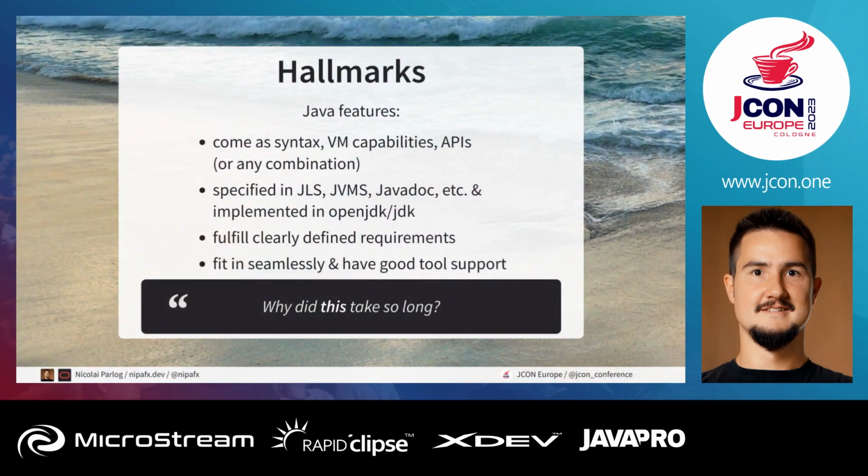So when a feature is done, it comes as syntax or VM capabilities, as APIs. And as I just mentioned, it is specified in those documentations and implemented in OpenJDK. It fulfills these requirements and it fits seamlessly, ideally, into the entire language and into tool support. The best case scenario is you look at a new feature and you're like, why did this take so long? This is so obvious. That's when it works well.